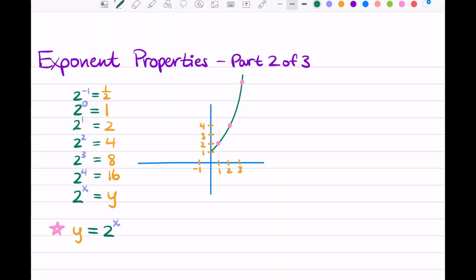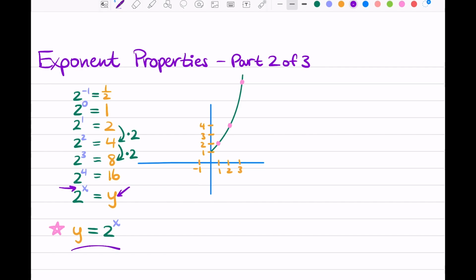When we first looked at exponential equations, we looked at powers of 2, and we saw that when the exponent increased by 1, our answer increased by a multiple of 2. So when our exponent changed from 1 to 2, our answer went from 2 to 4. 2 times 2 gave us 4, 4 times 2 gave us 8, and so on. Then we represented our exponent with an x and our answer with a y, which gave us our exponential equation.